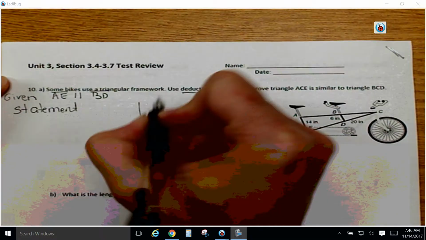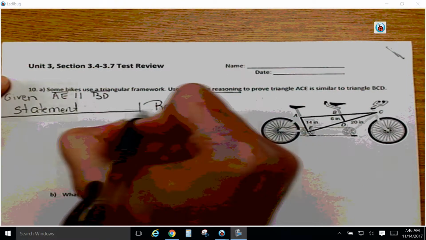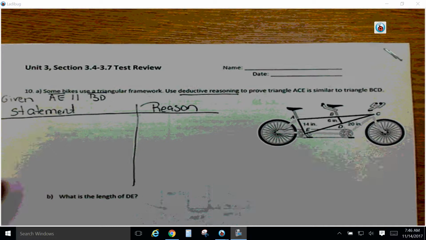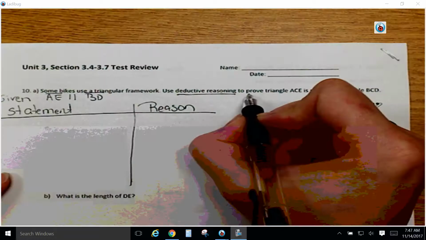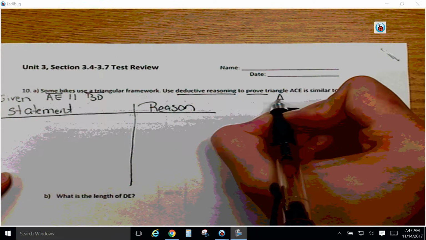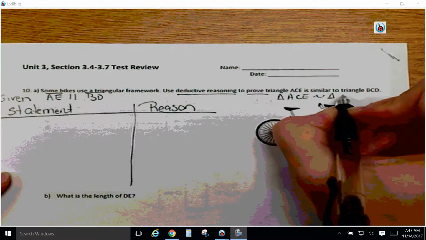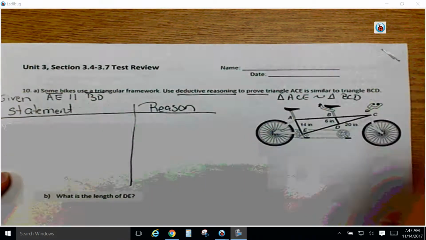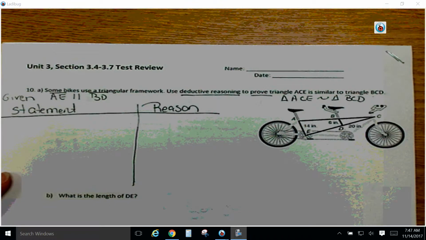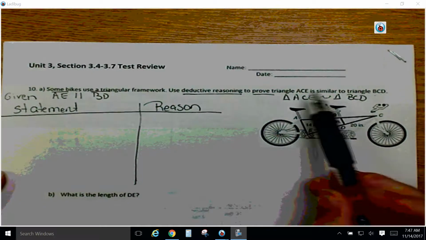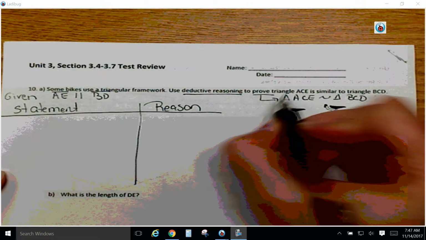and a reason. And then you're going to have to prove something. And so it says prove that triangle ACE is similar to triangle BCD. So I just translated the words into the symbols that I need to use. This is what I should end up with, because that is what I'm trying to prove.